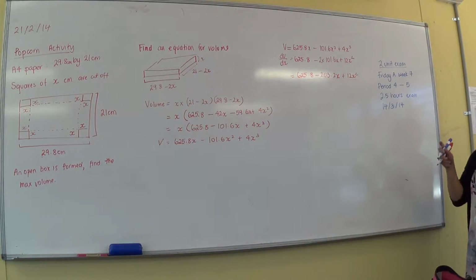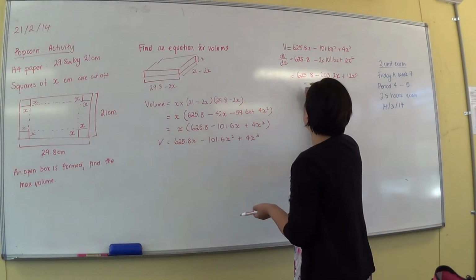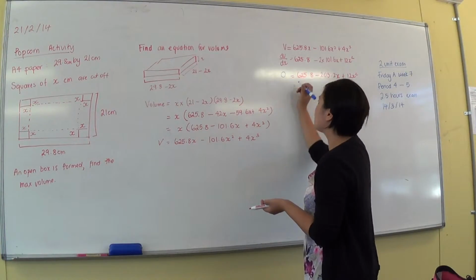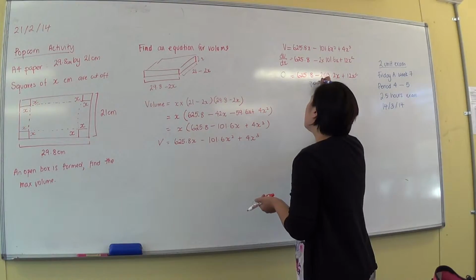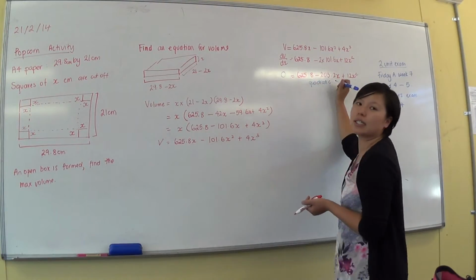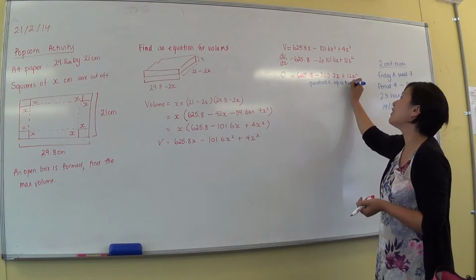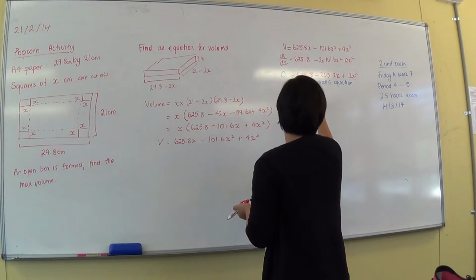After you derive it, what's the next step? Because we're finding max volume, what's the next step? Solve for x. So after you derive it, we're going to solve for x by substituting dV/dx as 0. So we have a quadratic equation. What's the best way of solving this quadratic equation? Quadratic formula. Yes, the best way is just to use the quadratic formula.